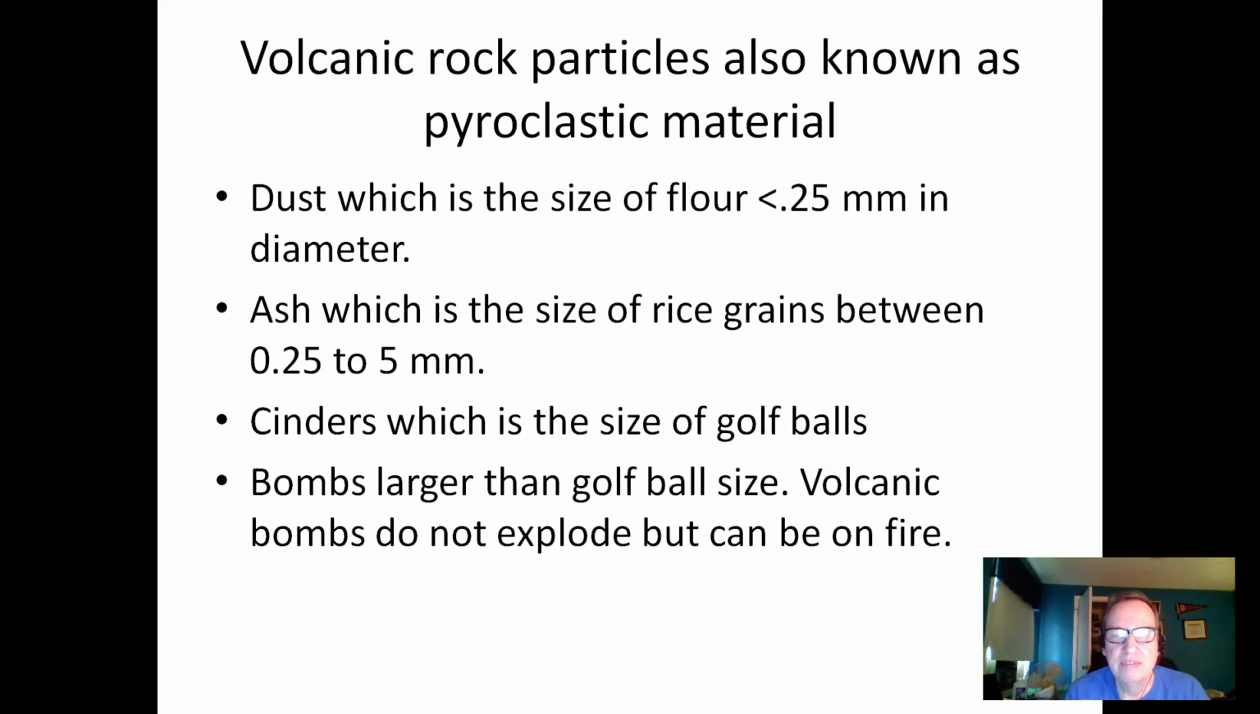There's a variety of different material that's produced and shot out of a volcano, and it's basically classified on how big it is. So if you have really small material about the consistency of flour, less than a quarter millimeter in diameter, it's called dust. If it's about the size of rice grains, anywhere between a quarter to 5 millimeters, that's called ash. If you get up to the size of golf balls, those are called cinders. And anything larger than golf ball size are called volcanic bombs.